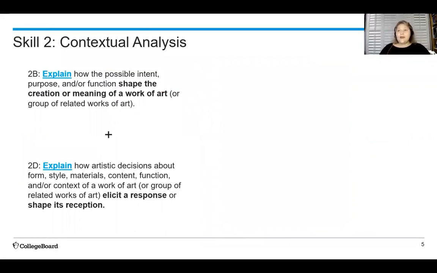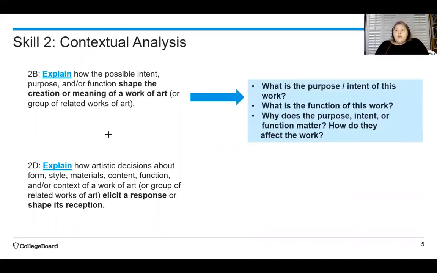We're going to explain how the possible intent, purpose, and or function of an artwork shape the creation or meaning of the work. And we're going to explain how artistic decisions about form, style, materials, content, function, and or context of a work of art elicit a response or shape its reception. So that's what we're going to be talking about, the audience. So for skill 2B, the questions that are going to guide us: What is the purpose or intent of the work? What is the function of the work? Why does the purpose, intent, or function matter? How do they affect the work?